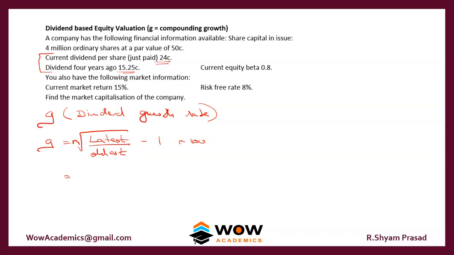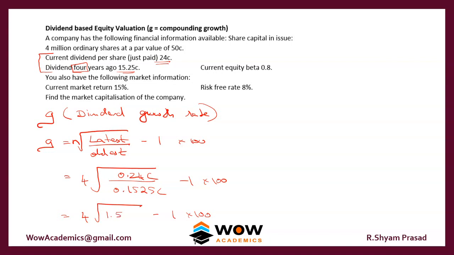So the G will be n. N is how many years it is compounded? 4 years ago they have told. So take 4 here. What is the latest dividend? The latest dividend is 24 cents. The oldest dividend is 15.25 cents. Minus 1 into 100. 1.5737. So we'll take a root. So the answer comes to 1.12 minus 1 into 100.